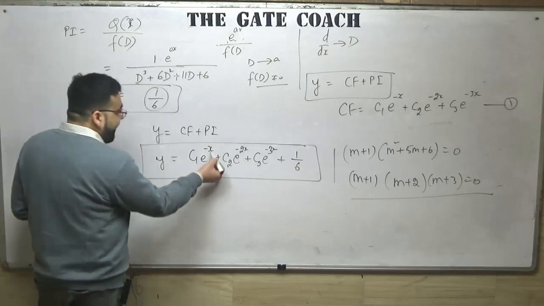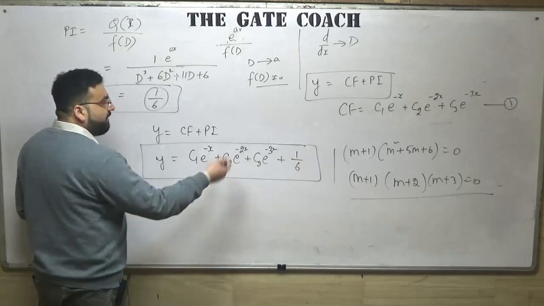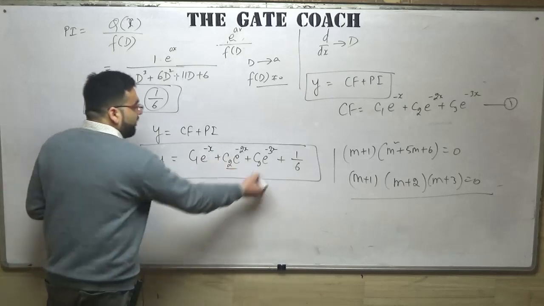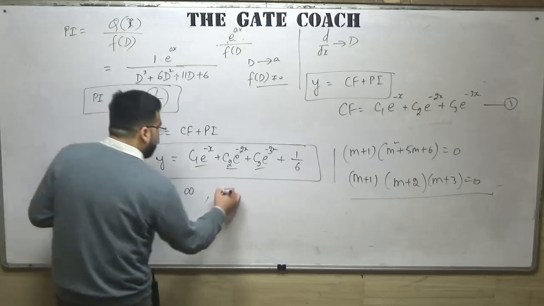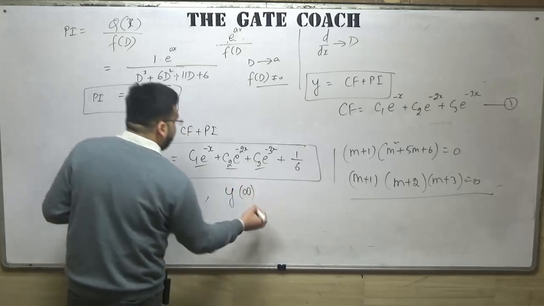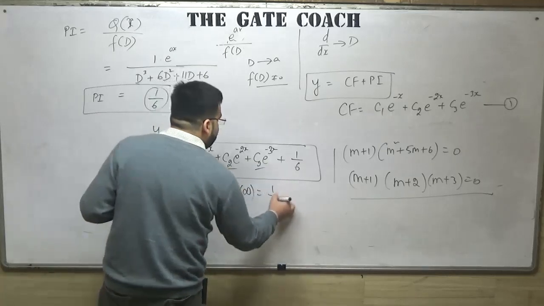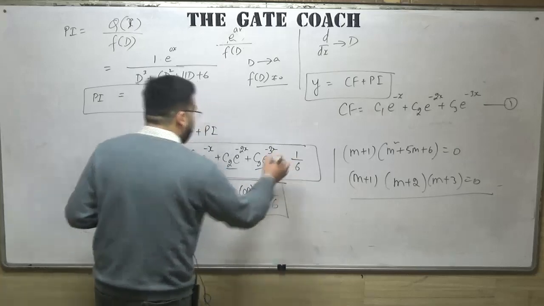Now students, if you put x equal to infinity here, e raised to the power minus infinity is 0. This will also be 0. This will also be 0. This will also be 0. So the value of y at infinity will be 0, 0, 0, and it will be just 1 by 6. So 1 by 6 will be the correct answer of this question.